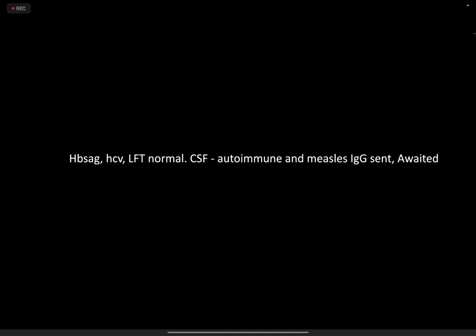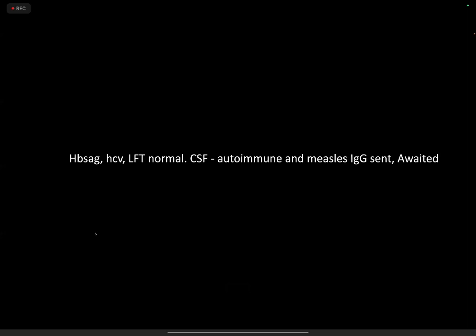And the investigations, Anasya? So we have sent the autoimmune panel and the measles antibodies. Though he did have a history of fever with rash, it was very non-specific and we could not come to any conclusion. He didn't have any myoclonus or head drops. But yeah, he was fitting.